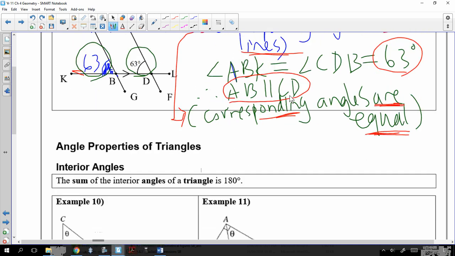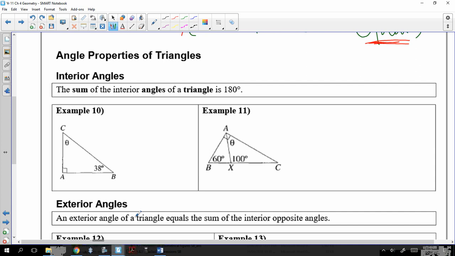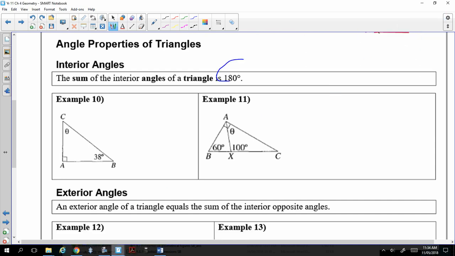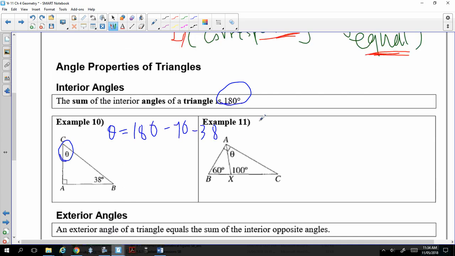Okay, what do we know about triangles? They add up to 180. So how do I know that? You just go 180. So to find theta, you go 180 minus 90 minus 38. Okay, what do you get? 90 minus 38, 42? No, 52? 52, good. Now give a reason: angle sum of a triangle.